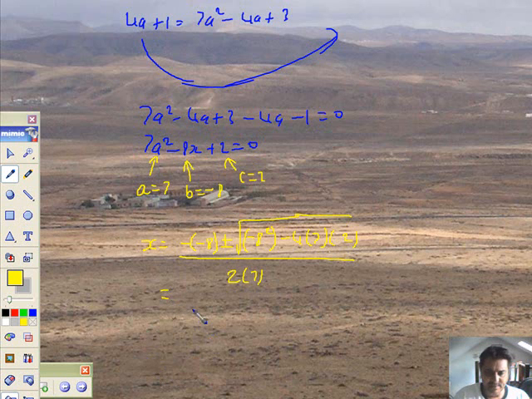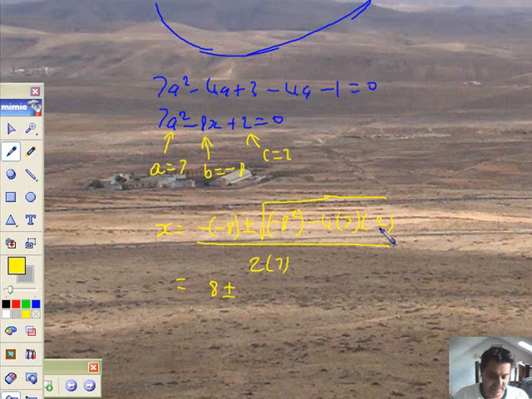Right, let's try and get one answer then, shall we? That'll be 8 plus or minus, I'm going to do this little part in one go. Well, 8 8s are 64, so it'll be 64. Take away, well, 4 7s are 28, double up 56, so 64 take away 56, that gives me 8, so there you go, root 8 all over 14.